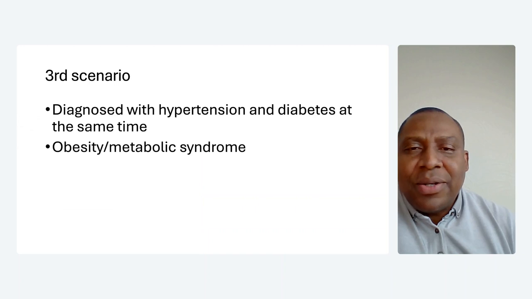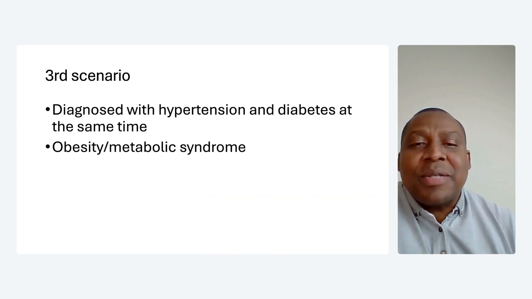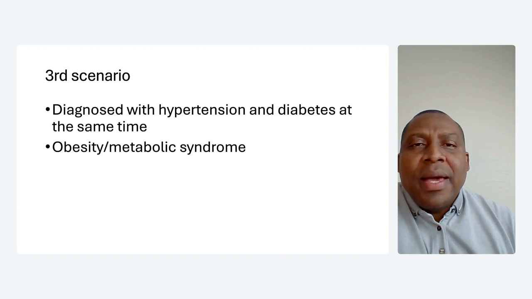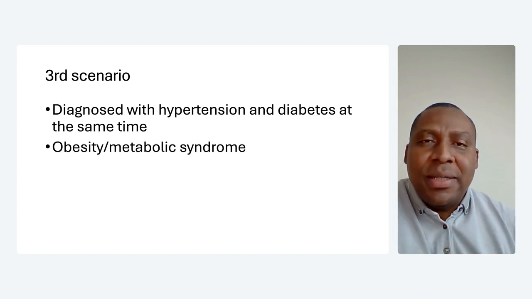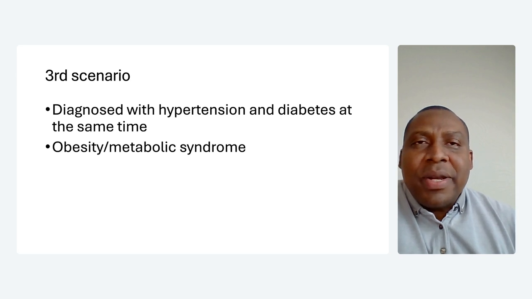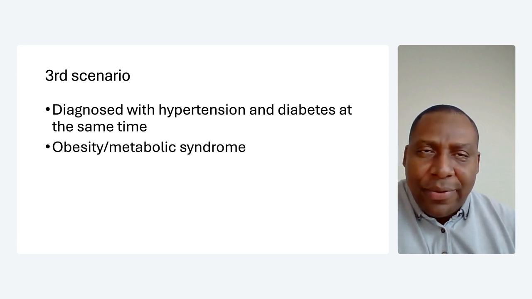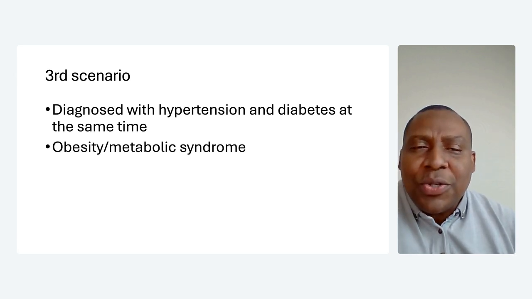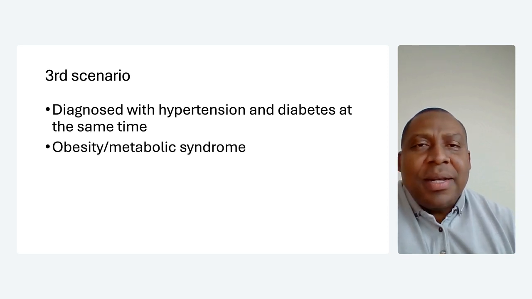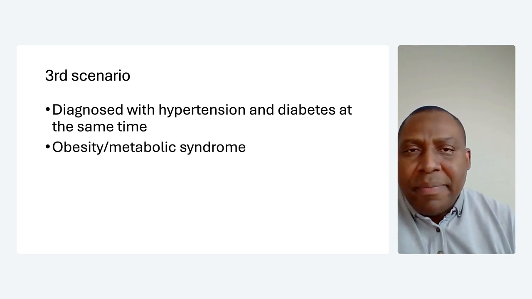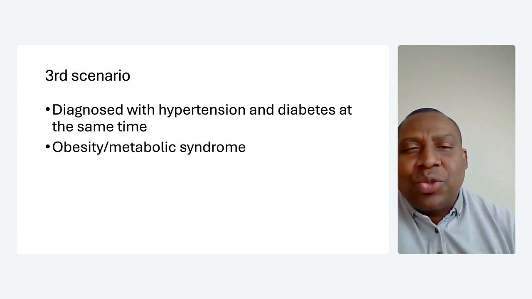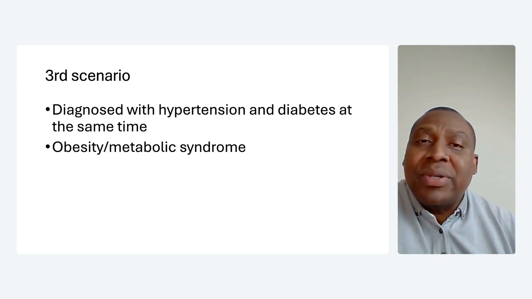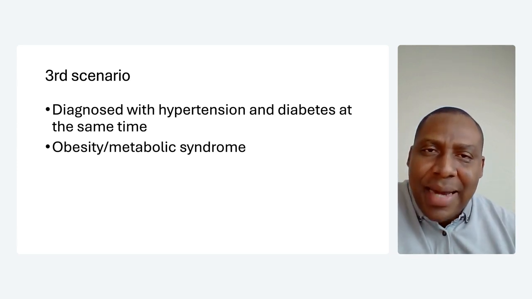The third scenario is a situation where the patient is diagnosed as both hypertensive and diabetic at the same time. One of the reasons why this could occur is if a patient is, say, obese. In other words, the body mass index is 30 and above. In such a situation, this patient possibly has metabolic syndrome, in which case the obesity is driving the process that results in both the hypertension and the diabetes.